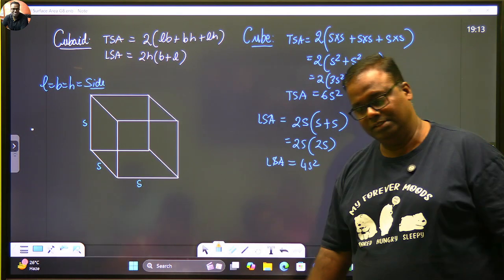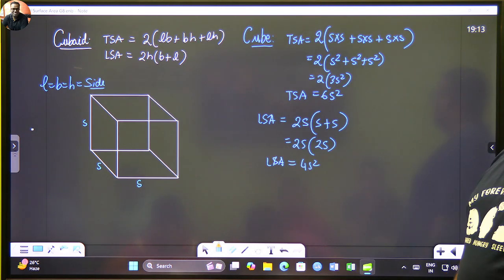Can I go back? Let's make a chart and fix it in front of your table, which you will not do.